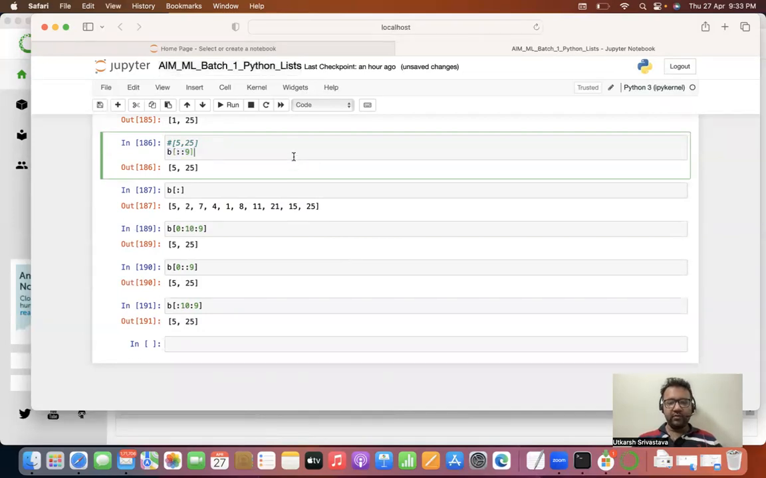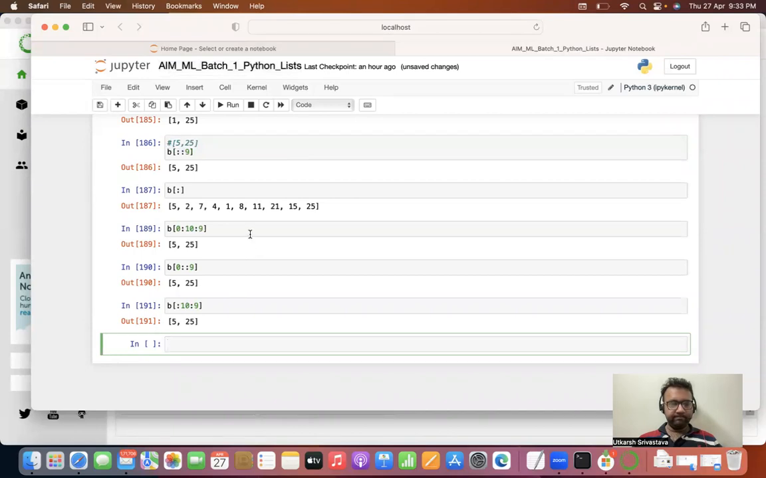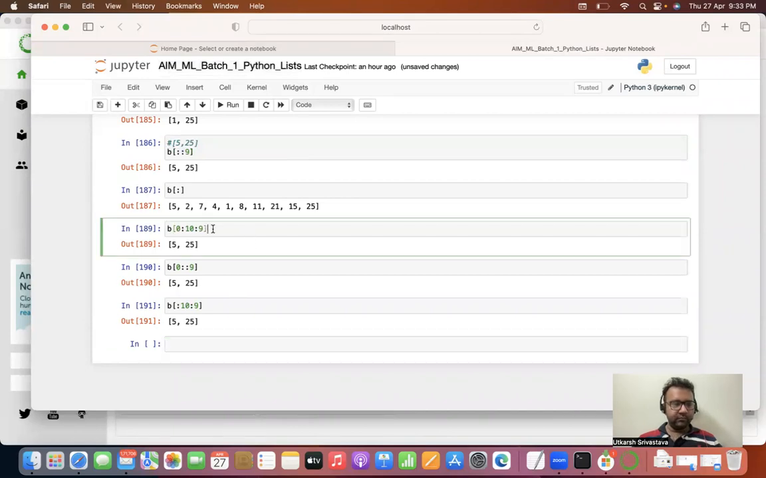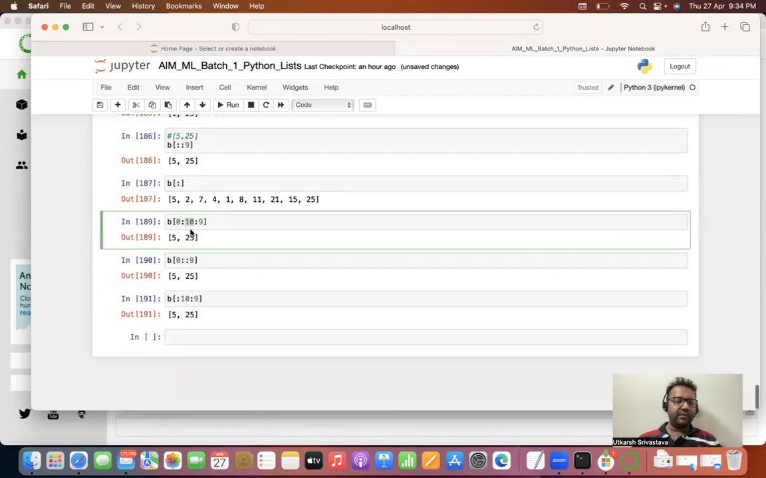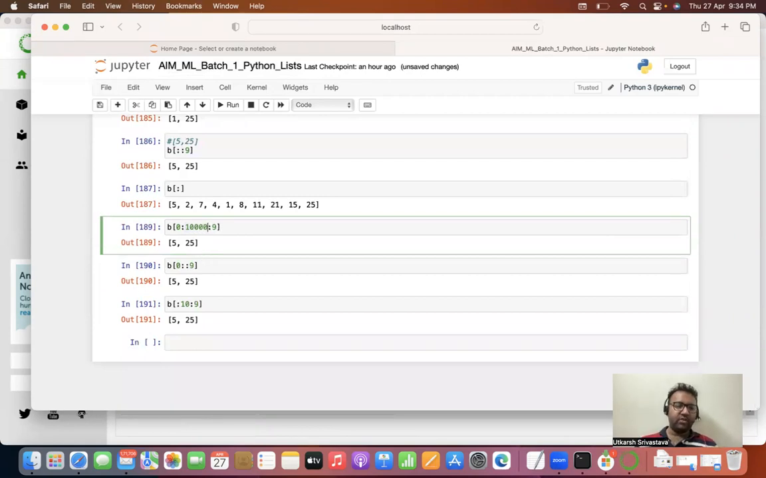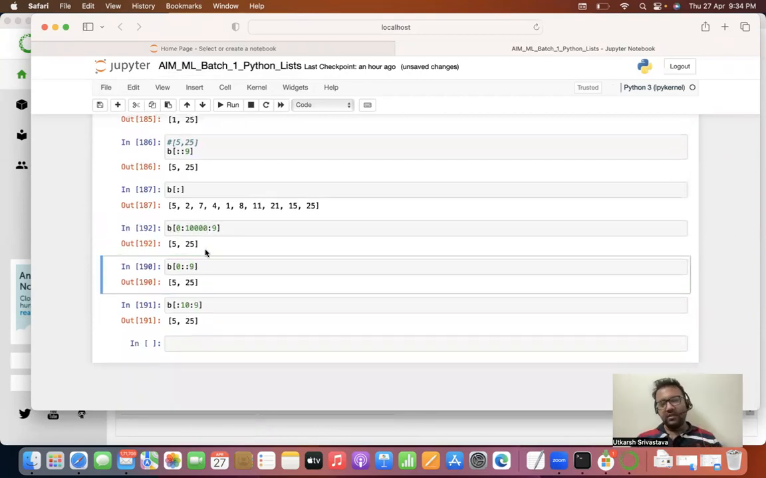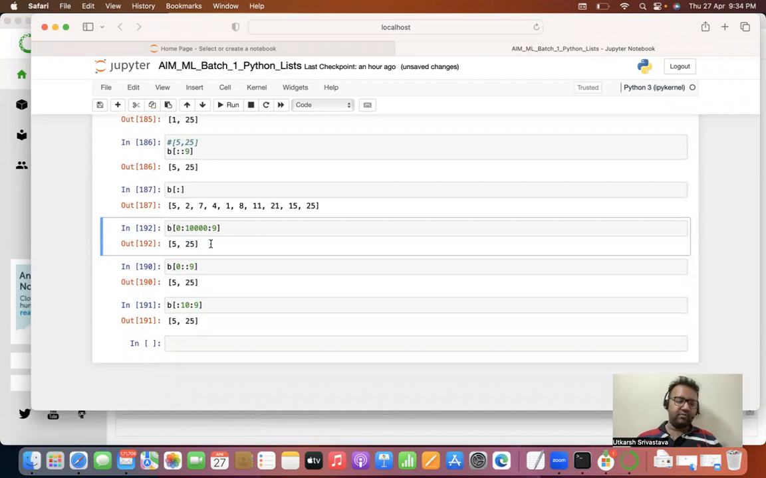Any doubts anyone has? Yeah, actually, I have only one doubt on line number 189, especially in the middle part. As I said, even if you write 10 or 1000 or 10,000, it is going to print the last element only in slicing.